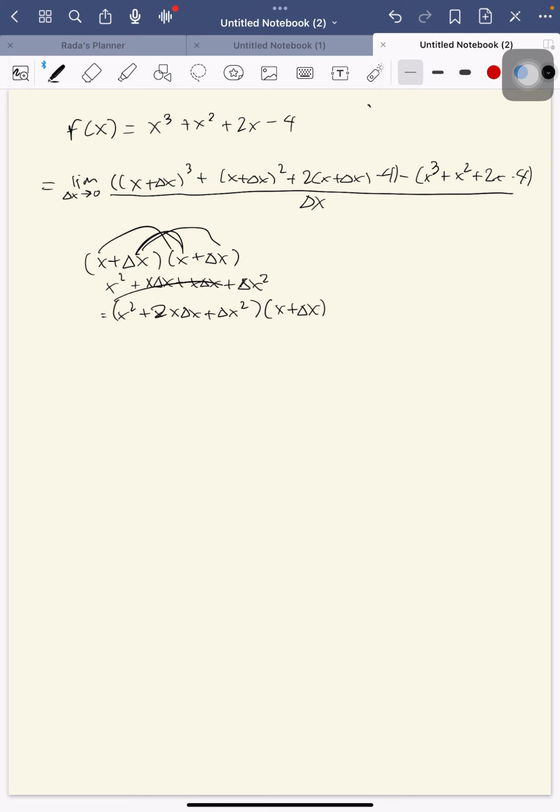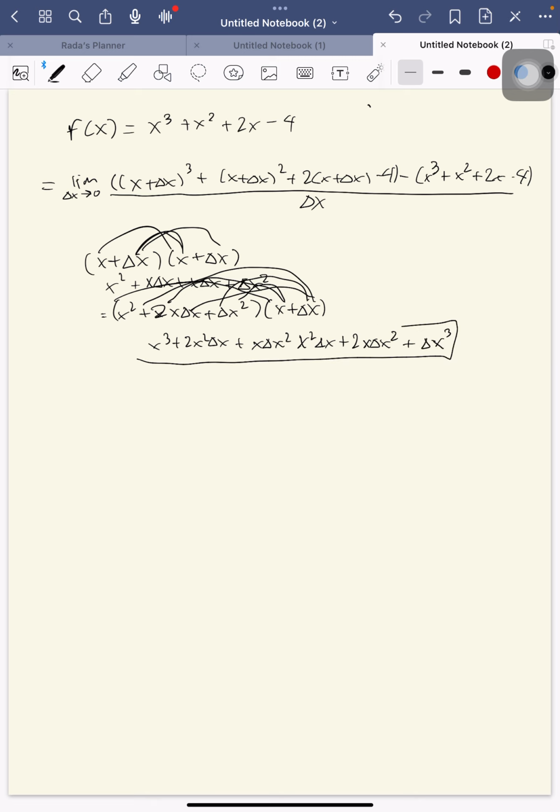x squared times x is x cubed. x times 2x delta x is 2x squared delta x. x times delta x squared is x delta x squared. Delta x times x squared is x squared delta x. Delta x times 2x delta x is 2x delta x squared. Delta x times delta x squared is delta x cubed. So this is the answer.